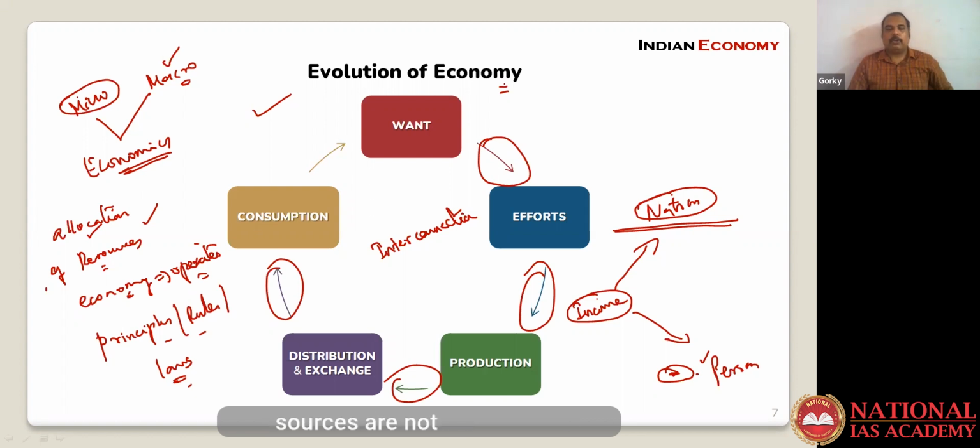Your book sources are not economics. Your book sources are economy, because we are only talking about interrelations. We are not going to talk about much of principles, rules, laws, and so on. Right? Fine.